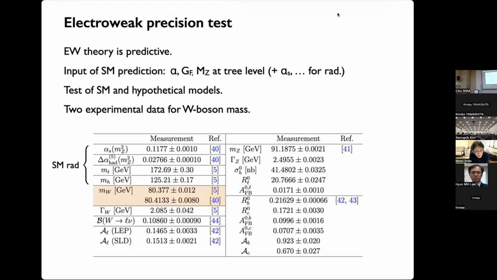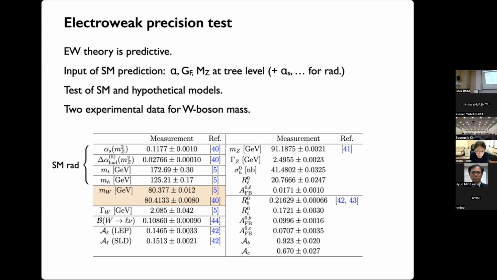Within the standard model, predictions can be represented by a small number of input data. For example, at the tree level, we need only three input variables: the fine structure constant alpha, the Fermi constant GF, and the Z boson mass MZ. And of course, we need to include the radiative corrections, and there we also need something more, which are alpha S and delta alpha hadron, MT, MH, and so on.